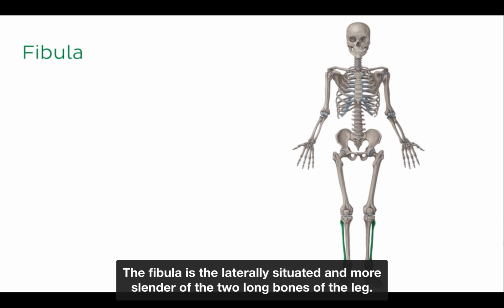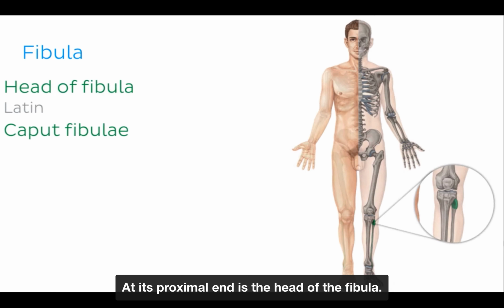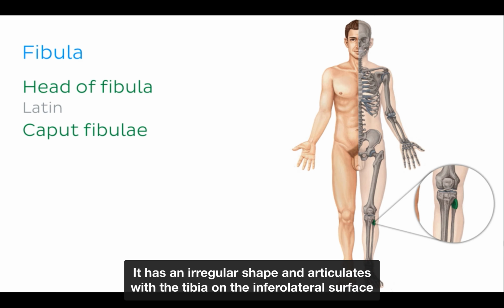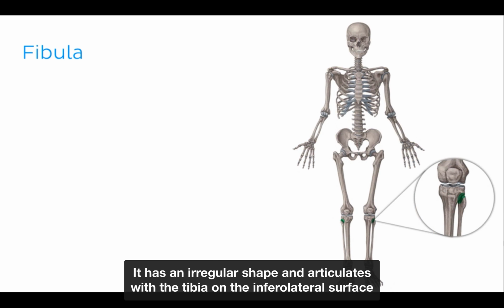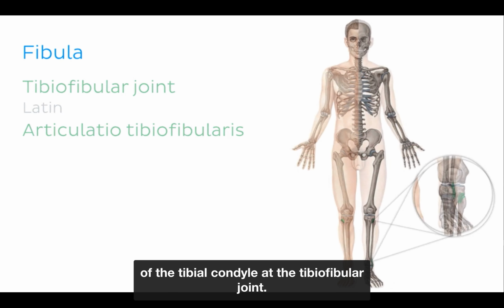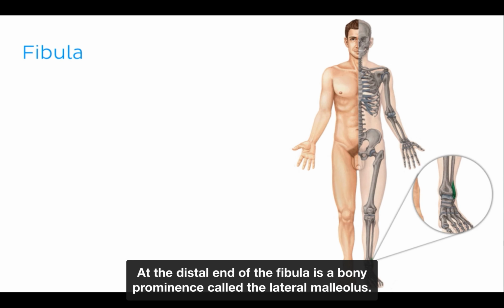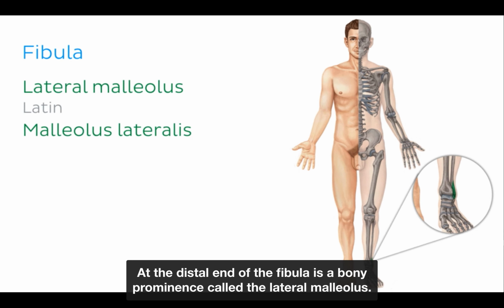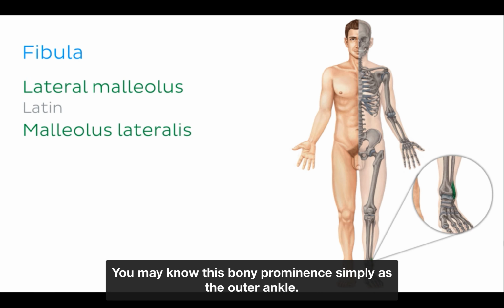The fibula is the laterally situated and more slender of the two long bones of the leg. At its proximal end is the head of the fibula. It has an irregular shape and articulates with the tibia on the inferolateral surface of the tibial condyle at the tibiofibular joint. At the distal end of the fibula is a bony prominence called the lateral malleolus. You may know this bony prominence simply as the outer ankle.